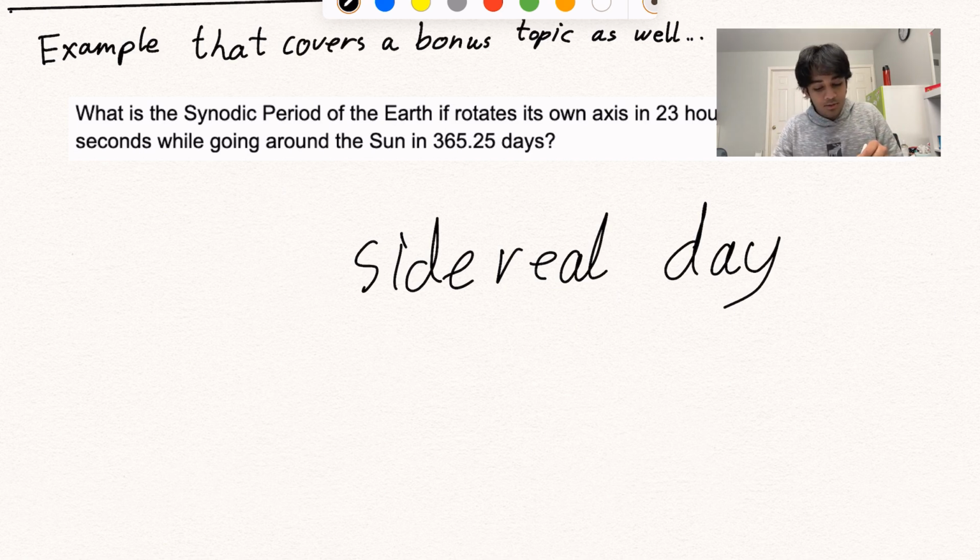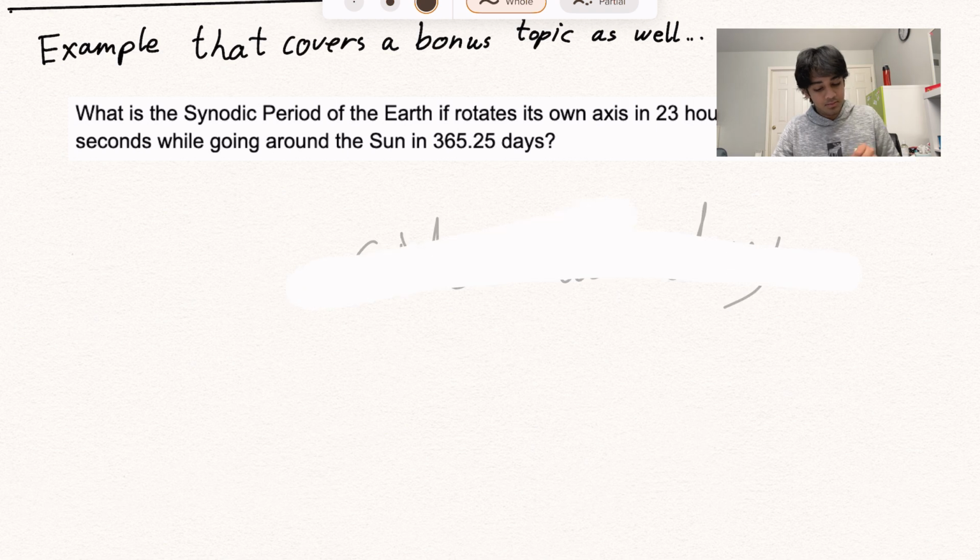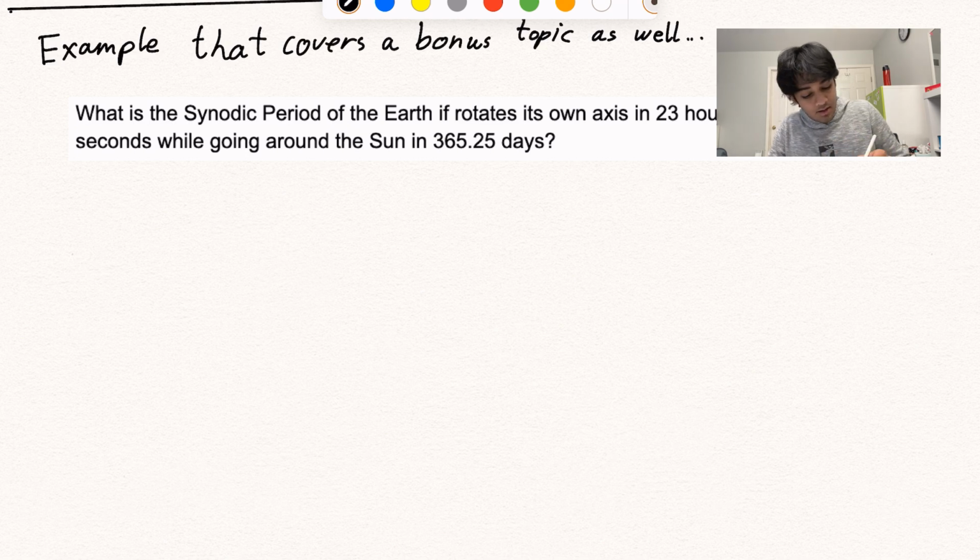Our 24-hour day that we know and we're used to is not the one we were working with in this problem, which is 24 hours. And obviously this 0.25 of a day accounts for every 4 years we have a leap year, right? So that's why a year is that many days long. Let's just plug these numbers into the formula for now. But before we do, we need to make sure that these are in the same units. So let's turn everything into hours.